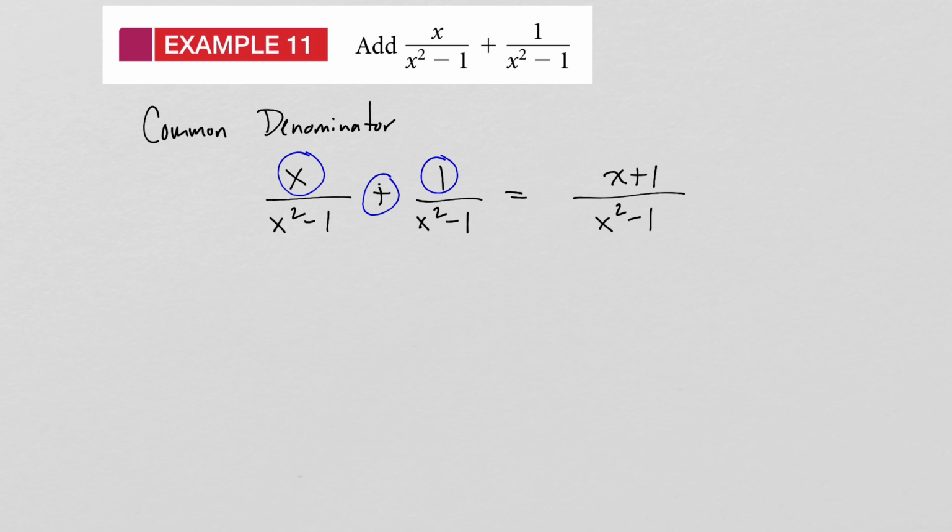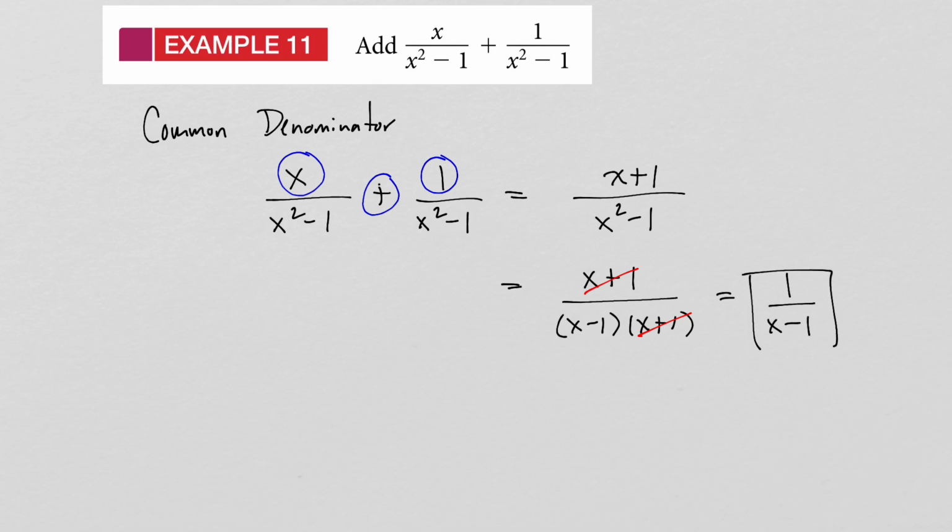So this is our answer, except that we might be able to reduce, and in this case we can. X squared minus 1 is a difference of 2 squares. And when we reduce here, what we have left over in the end is a 1 on top and x minus 1 in the denominator. Okay, so our final answer here is 1 over x minus 1.